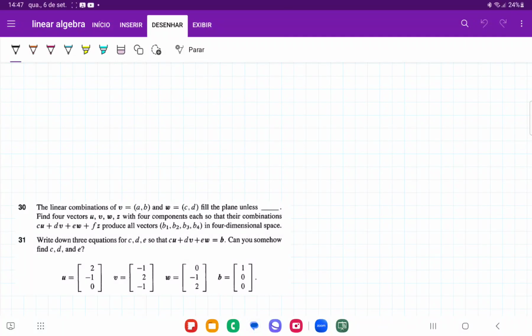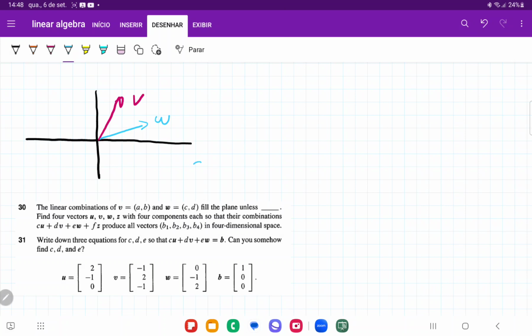So for number 30, it's telling us that the linear combinations of the vectors v and w fill the plane unless... So for two vectors to fill a plane, they must be linearly independent. That is, suppose that this is vector v, and this is vector w. So in this case, we can go anywhere in the plane by putting cv plus dw and varying the constants c and d.